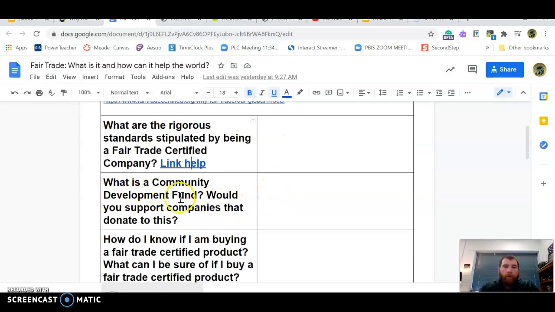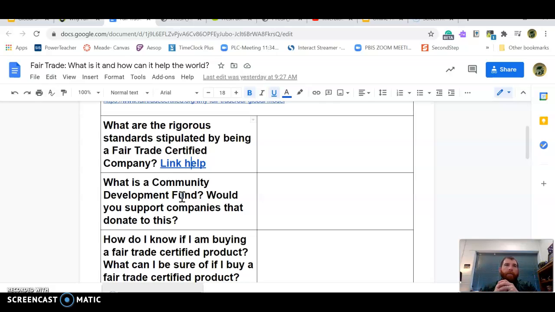What is a community development fund? Okay, so think about it like this. Every time a fair trade product is purchased, the importer, the person taking those goods to another country, is going to pay a fair labor fee, basically kind of like a tax, a premium they call it. And then that money that is taken after the sale is then given back to community leaders who have developed a committee.